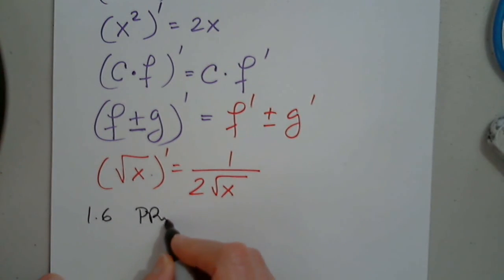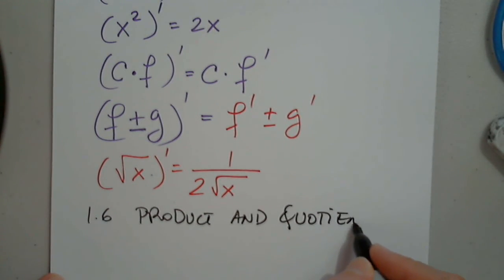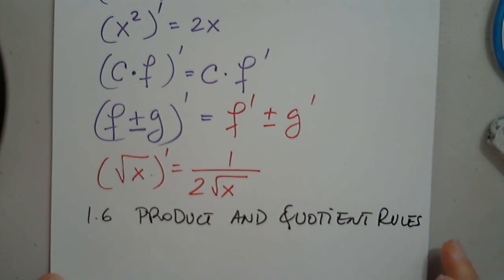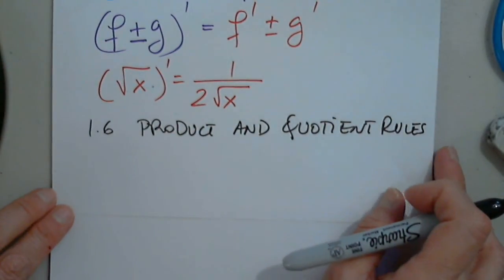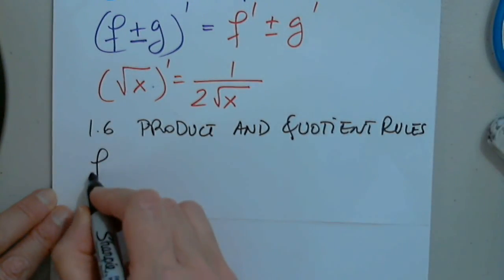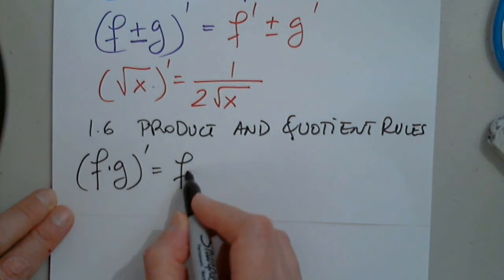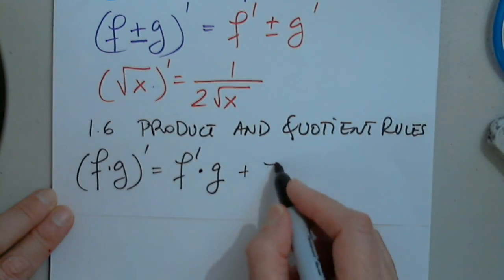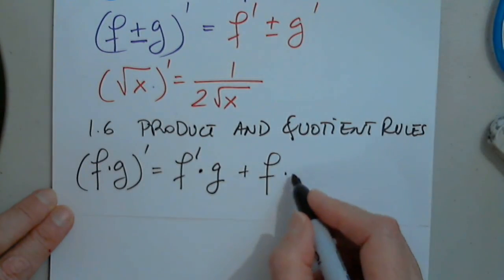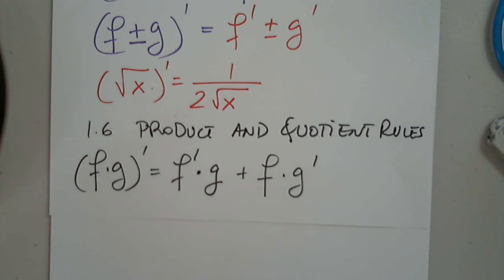1.6, product and quotient rules. So do not assume anything here. You just have to memorize the rule. When we have two functions multiplied, we differentiate the first function multiplied by the second one as is, and then plus, we copy the first function and multiply by the second one prime. This is the rule that I recommend. You can choose the reverse one, whatever.